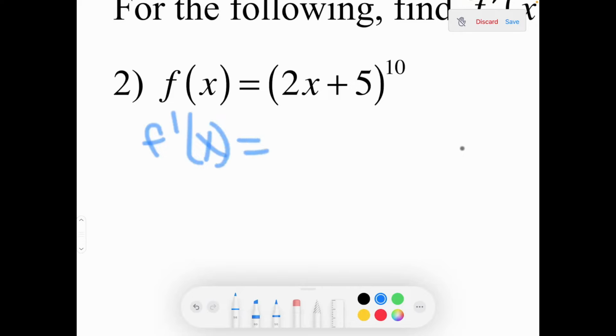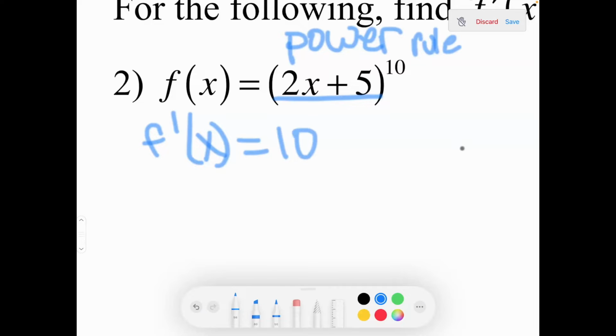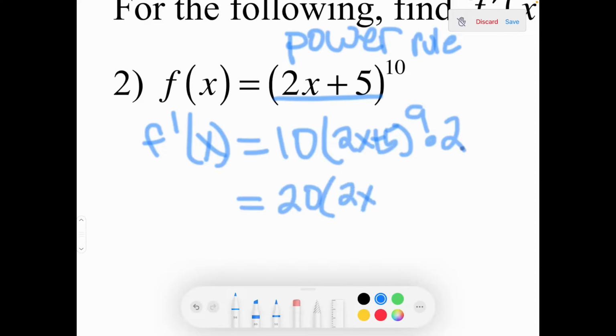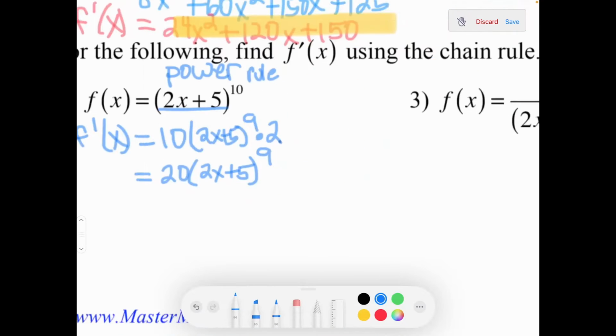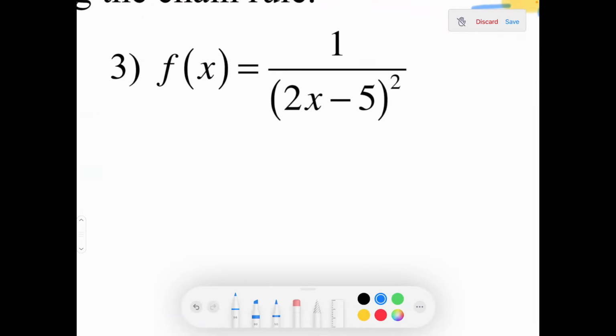F prime of x. We have something raised to the 10th power. So this would be power rule. We'll talk more about that in a minute. So we're going to take the derivative of something to the 10th power, which is 10 times something to the 9th power. But then since that something is not just x, we have to multiply by the derivative of that something, which is 2. And 10 times 2 is 20. 2x plus 5 raised to the 9th power. And then we don't have to multiply that out. It would be crazy to try to multiply that out.